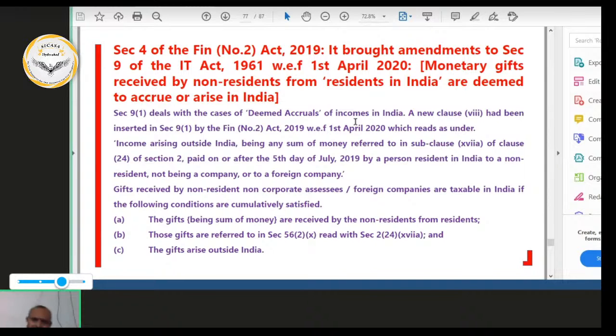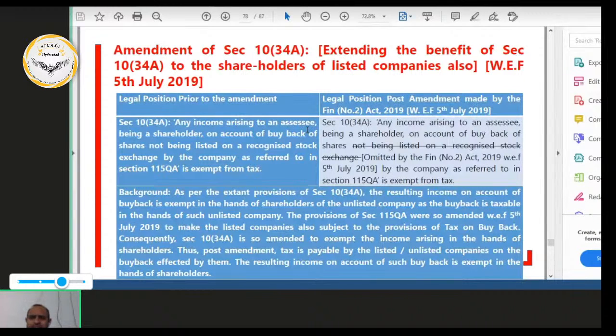Then the next one is 1034A. The 1034A benefit is extended to shareholders of all companies. What is 1034A? It is corresponding to 115QA. 115QA talks about tax on buyback.